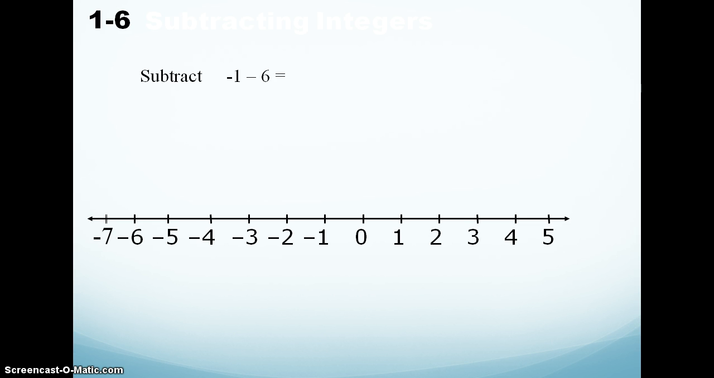Let's look at an example on the number line. If we're subtracting negative 1 minus 6, we start the process by moving from 0 to negative 1. Subtracting 6 would move us 6 spots to the left, and we would end up at negative 7.